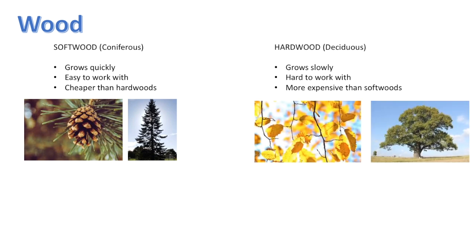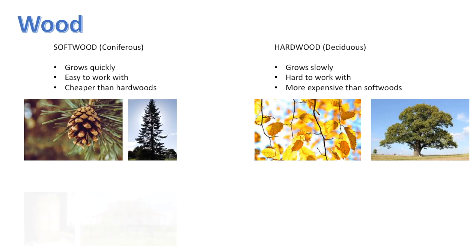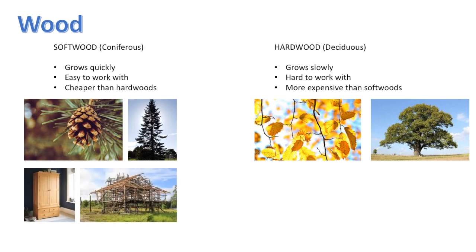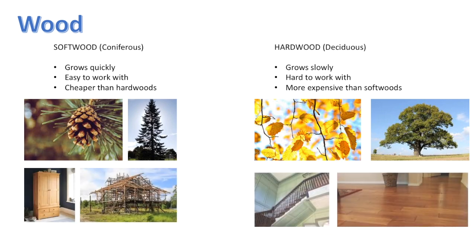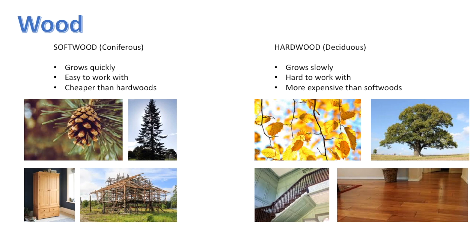They're usually like sort of oak trees, birch. So the difference is really softwoods are used for like cheaper furniture and framework, which you don't see, and oaks are used for like really expensive looking nice things.